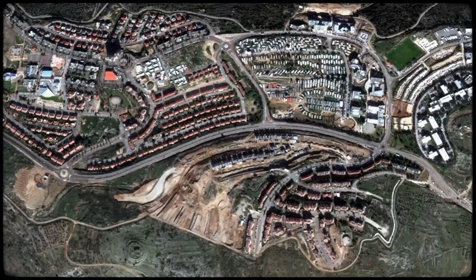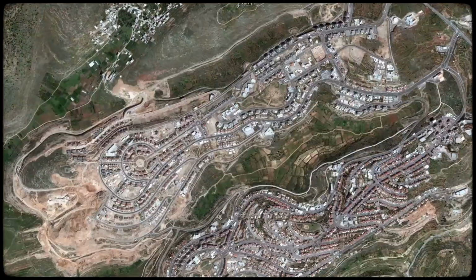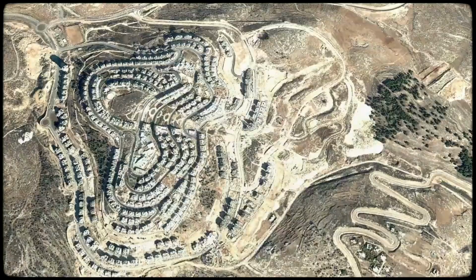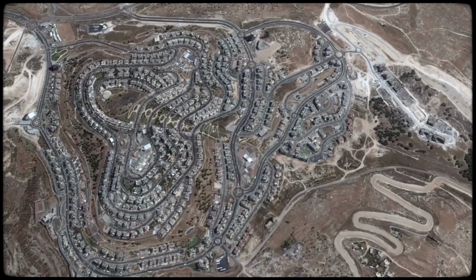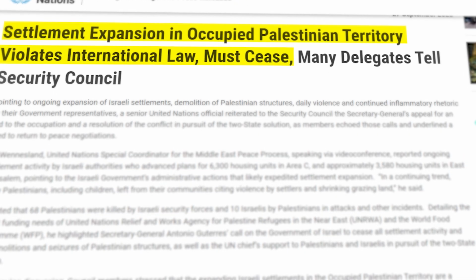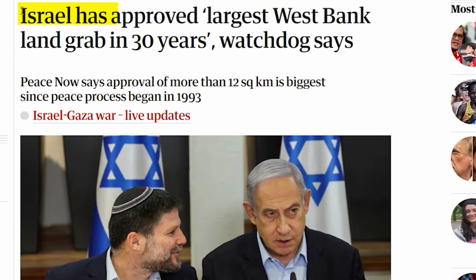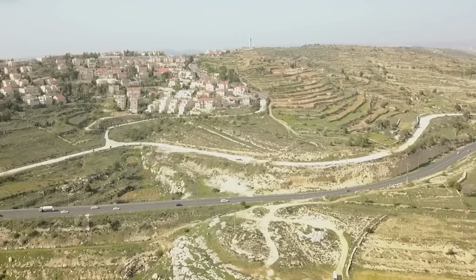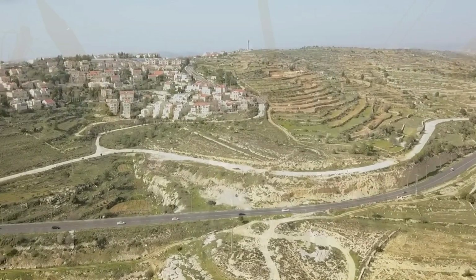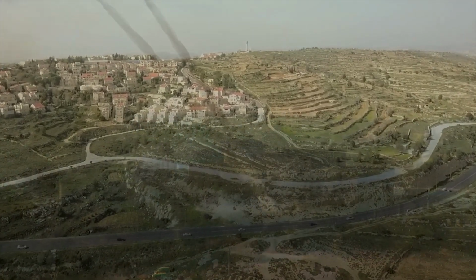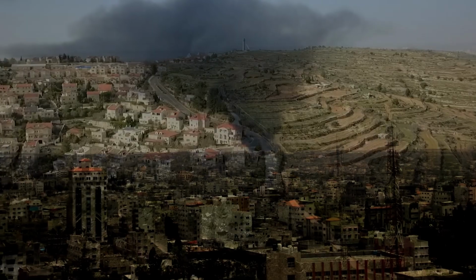The immediate aftermath of the Six-Day War saw Israel establishing settlements in the occupied territories, a move that was condemned by the international community but supported by successive Israeli governments. These settlements, considered illegal under international law, have been a flashpoint of violence and a major obstacle in peace negotiations.